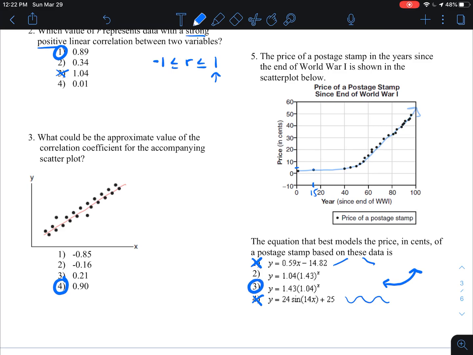Another thing you could have looked at to determine this is that the graph is not growing that fast. As I go 20 years out, 40 years since World War II, it's growing much slower, meaning the base should be a smaller number. This number is almost 1.5, so 1.43 is like a 43% growth rate, whereas choice 3 only has a 4% growth rate. So that definitely looks like slower growth than choice 2. That's how you would narrow down to number 5.